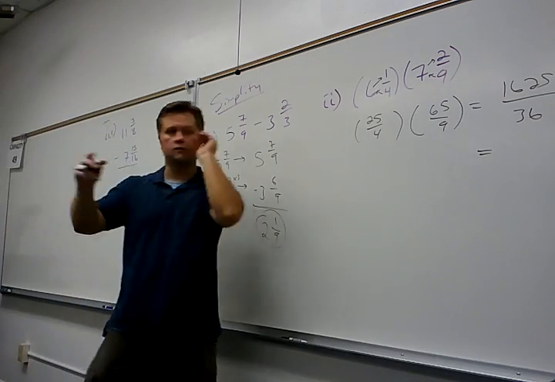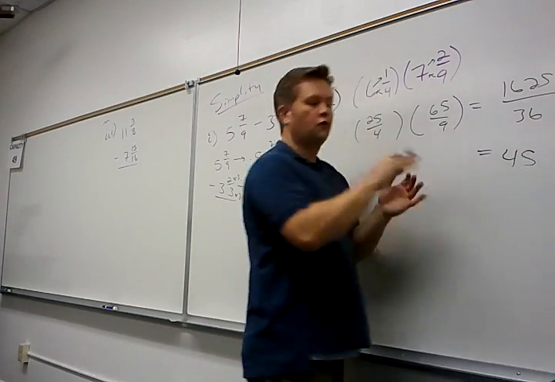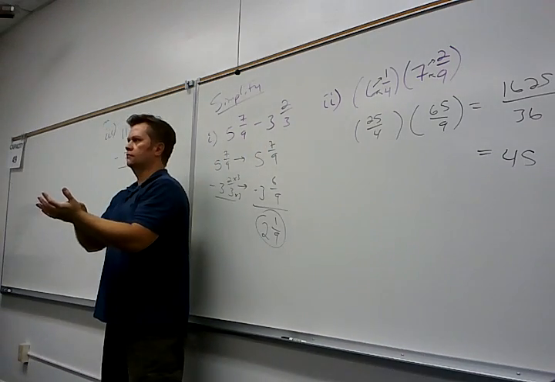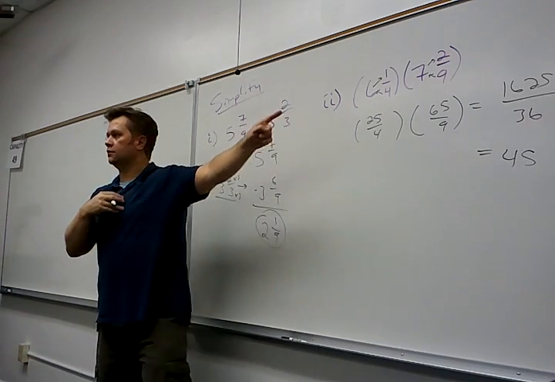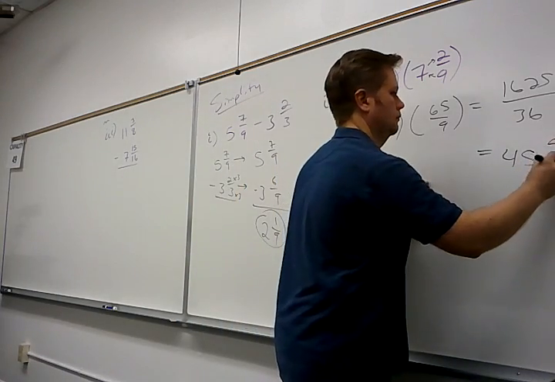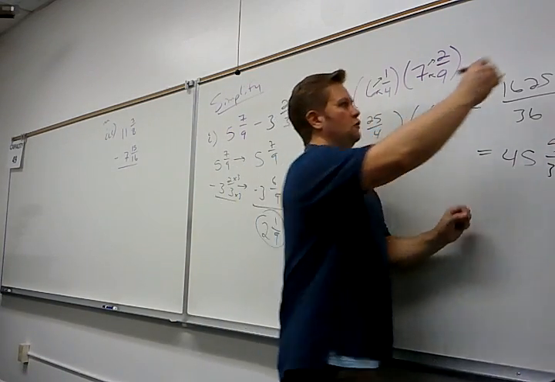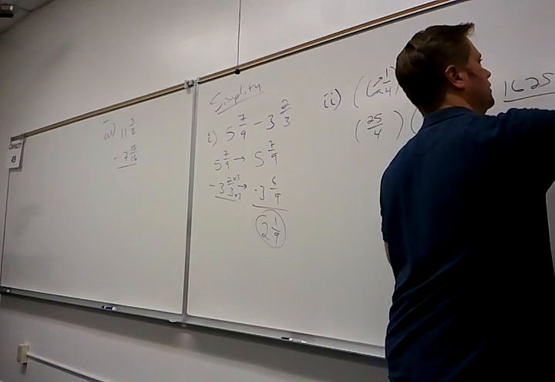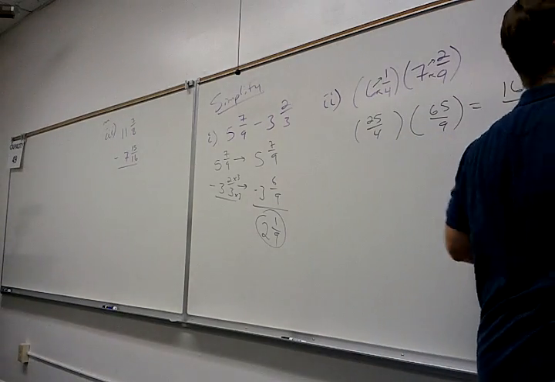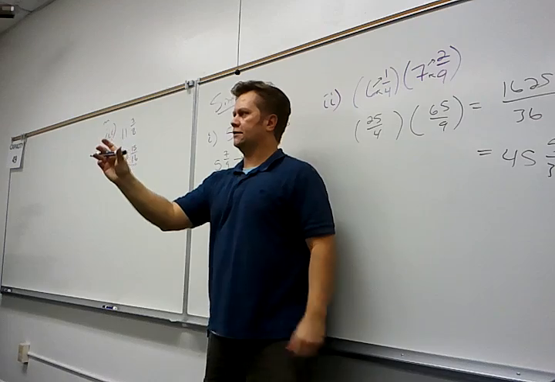So 45, now what's 45 times 36? 1620, so that must mean there's 5 extra. 5/36. Let me say that again. If you do 1625 divided by 36 in your calculator, you get 45 point mess, right?